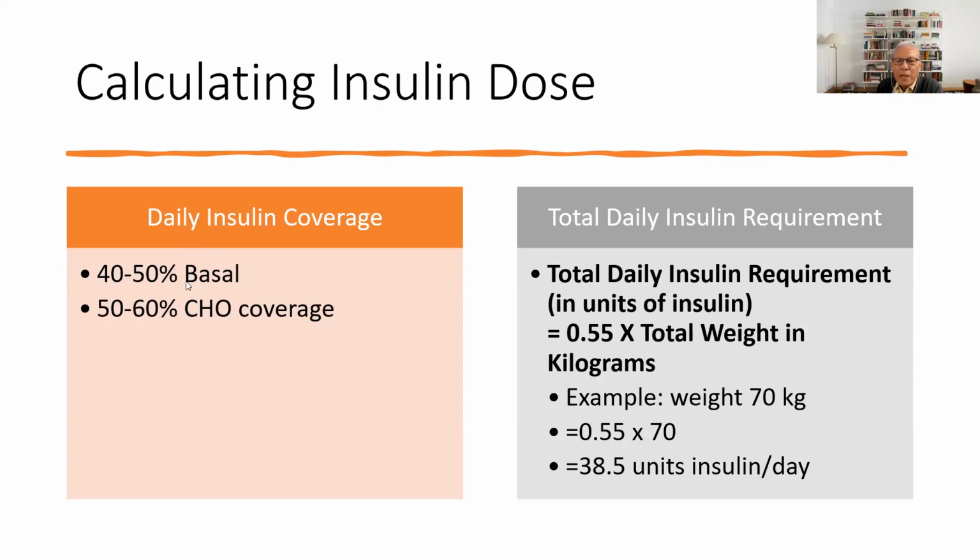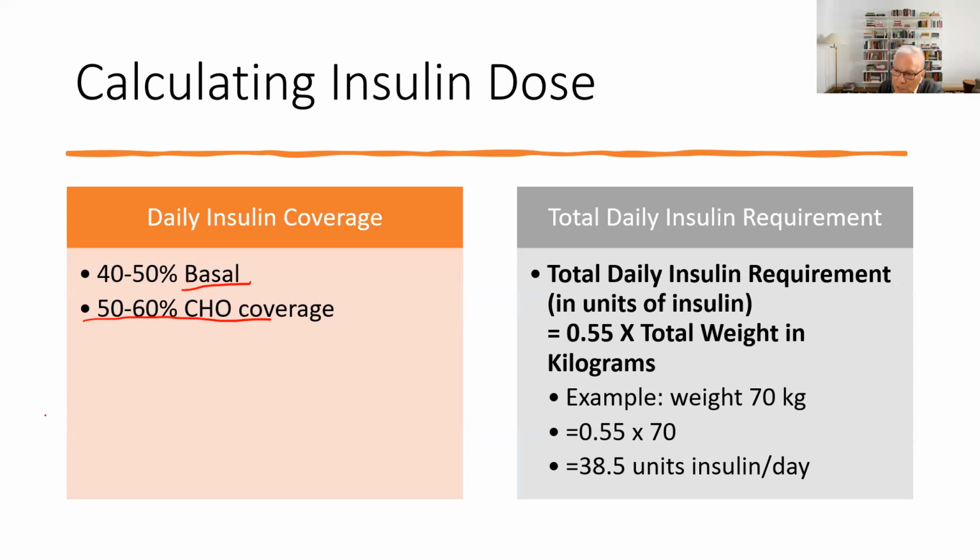All right, some basic things to know about insulin. Approximately 40% of the total daily insulin is used to replace insulin overnight when the patient is fasting and between meals. This is what is known as the basal coverage. And 50 to 60% is going to be the coverage for carbohydrate intake.